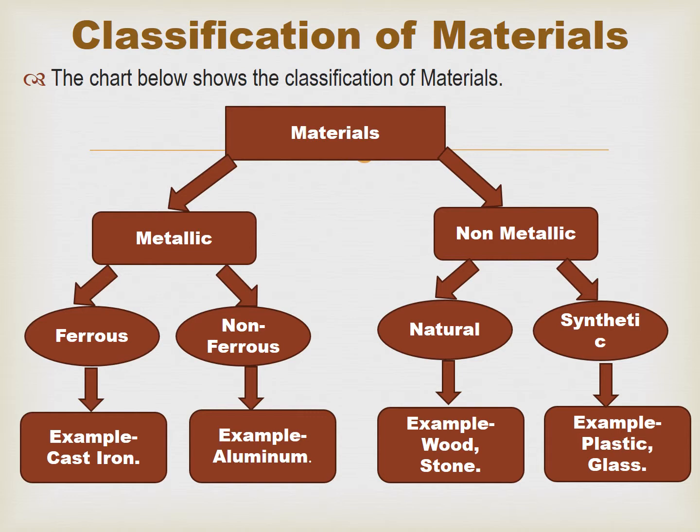Classification of materials. The chart below shows the classification of materials. We have materials, then we have metallic and non-metallic materials. Under the metallic materials, we have ferrous and non-ferrous. An example of ferrous, we have cast iron. Then example of non-ferrous, we have aluminium. Then for the non-metallic, we have natural and synthetic. Natural are materials that are not made by man. They occur naturally in nature. And examples, we have wood, stone. Then under the synthetic, we have plastic, glass, etc.